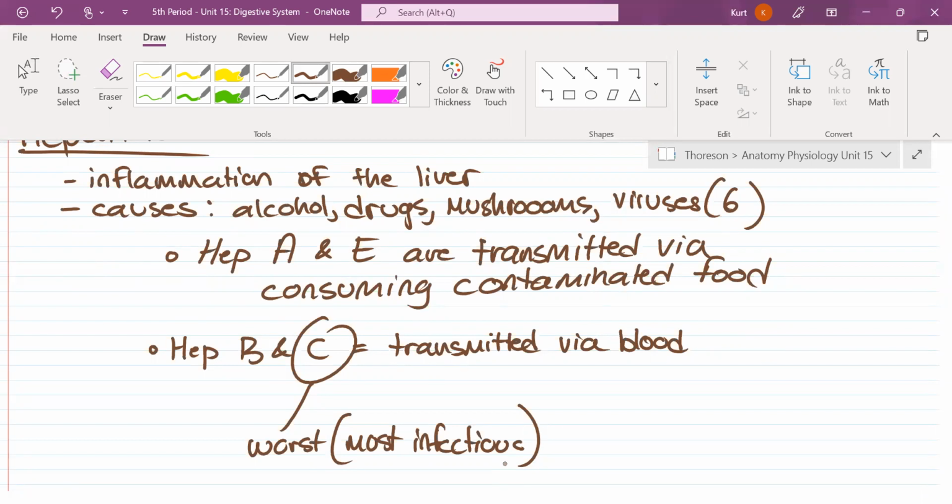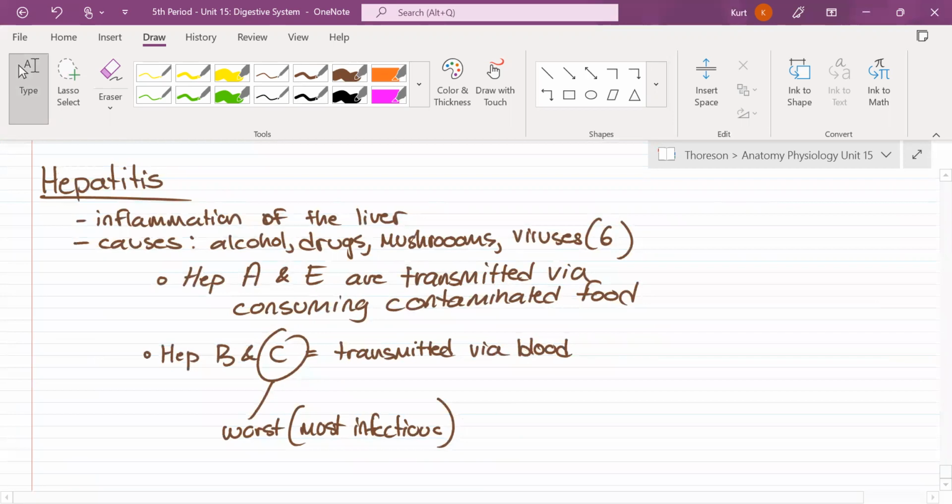All right, we're gonna stop there. We're done with the liver.